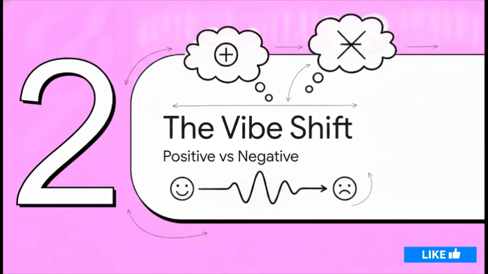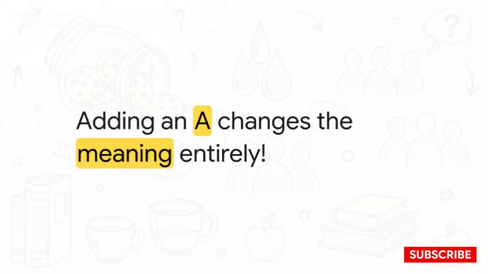Section 2, the vibe shift. Positive versus negative meanings. Now, we're going to look at a pretty wild grammatical quirk where a tiny, almost invisible change drastically alters the entire emotion of your sentence. Believe it or not, simply adding or dropping the single letter A before certain quantifiers completely flips their meaning from positive to negative. Let me show you exactly what I mean here.